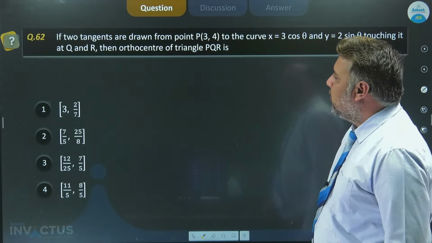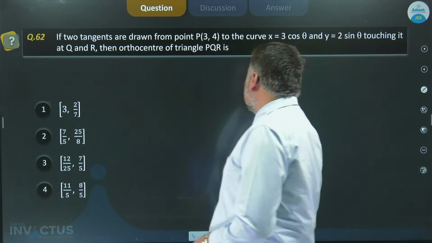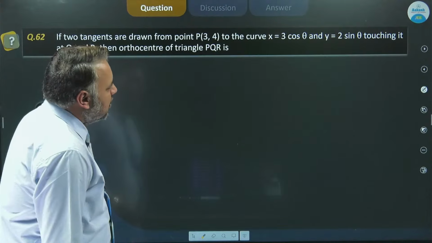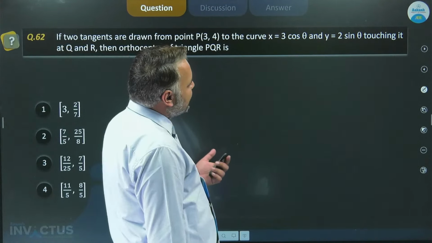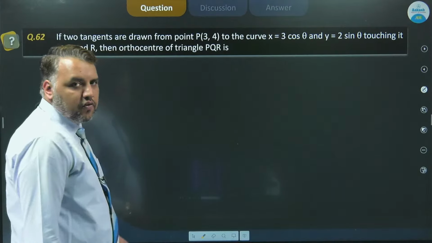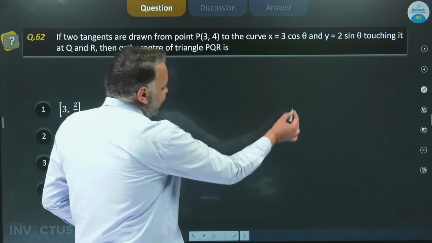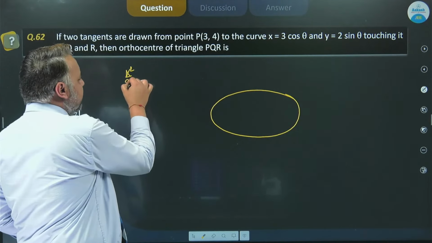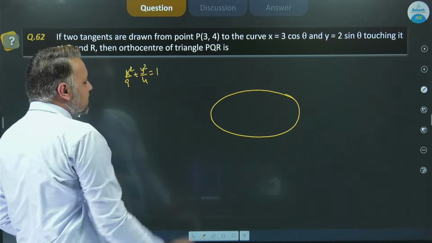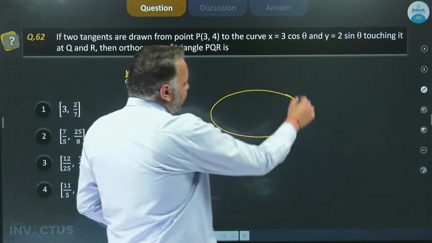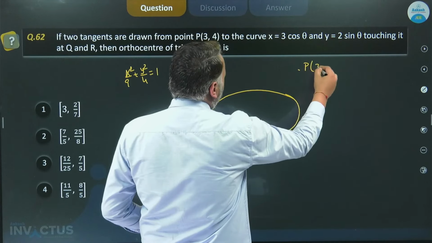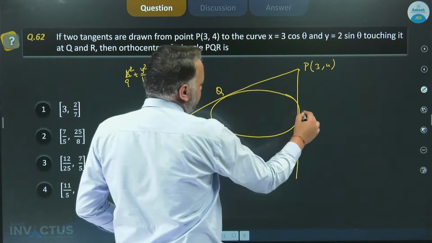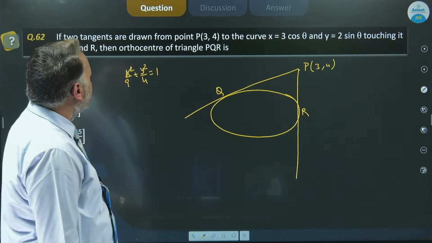Next question. If two tangents are drawn from the point (3, 4) to this curve, again if you observe, this curve is defined in parametric form. This is an ellipse whose lengths of major and minor axes are 6 and 4 respectively. So this is a standard ellipse, the center is at the origin, x square divided by 9 plus y square divided by 4 is equal to 1. This is the equation of the ellipse. So we have to draw tangents to this ellipse from the point (3, 4).